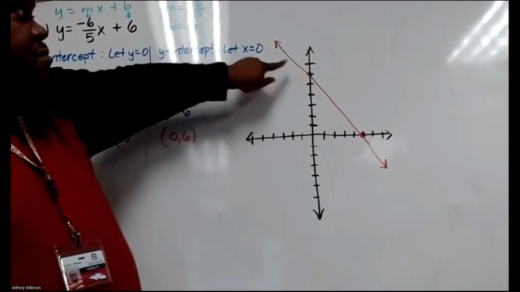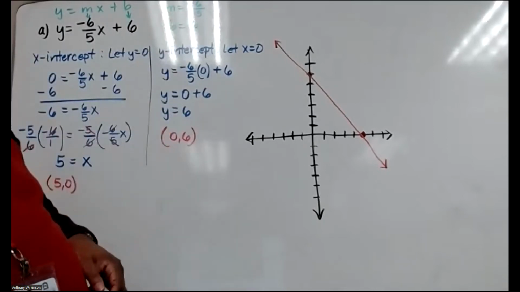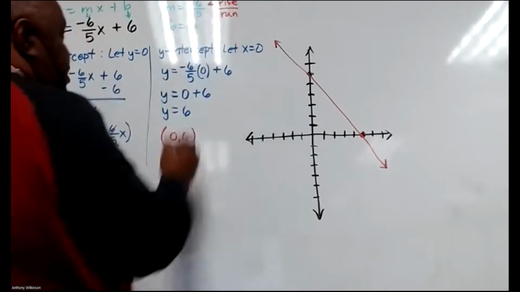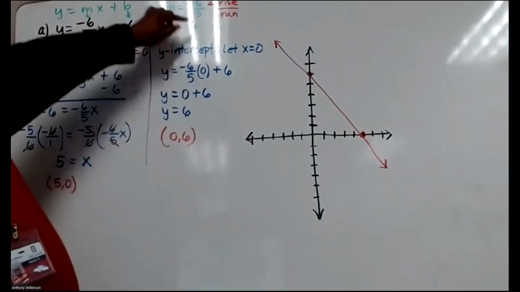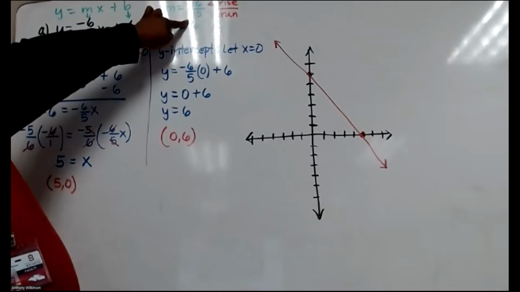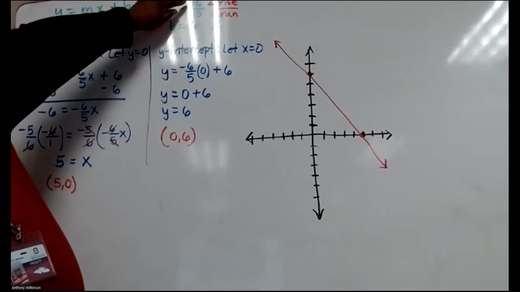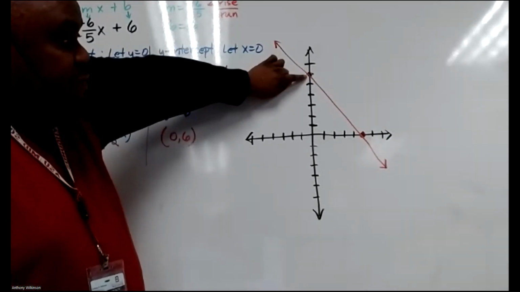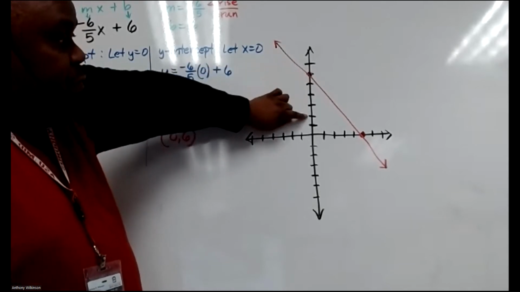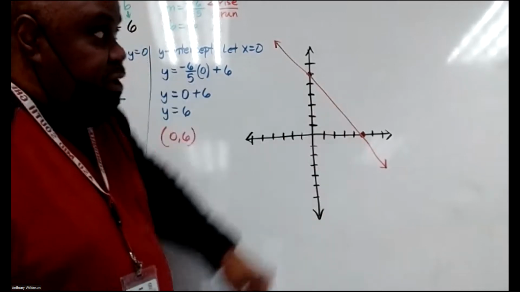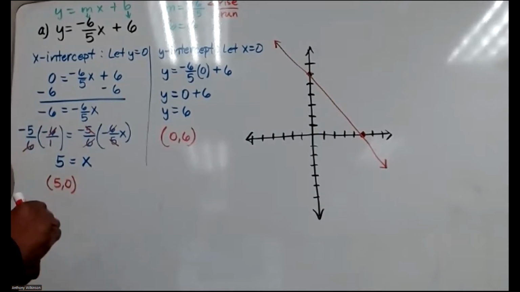Now to come up with the other point, you have to look at your slope of negative 6/5. Now that negative 6/5, this is where we have to use something called rise over run, because that's what slope means, rise divided by run. The numerator tells you how many places you need to move up or down from the y-intercept. The denominator tells you how many places you need to move to the left or to the right. So here, you'll be going down 6 and to the right 5. So starting from that y-intercept of 0, 6, you have to go down 1, 2, 3, 4, 5, 6, and then to the right 1, 2, 3, 4, 5. That is the other point right there. And you'll connect those two points and you'll have the graph of the equation y equals -6/5 x plus 6.